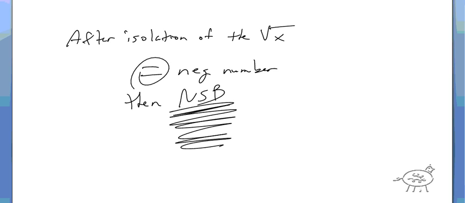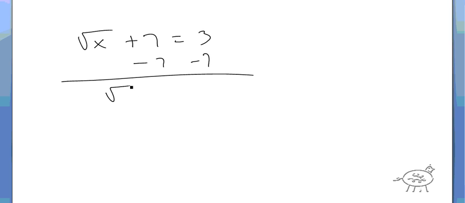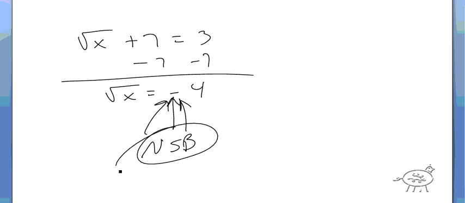All right? So again, if I said the square root of x plus 7 equals 3, the first thing I'm going to do is subtract 7 from both sides to isolate that x. So the square root of x equals negative 4. Oh, negative, warning, danger. Okay, NSB. But that's only after this is isolated.